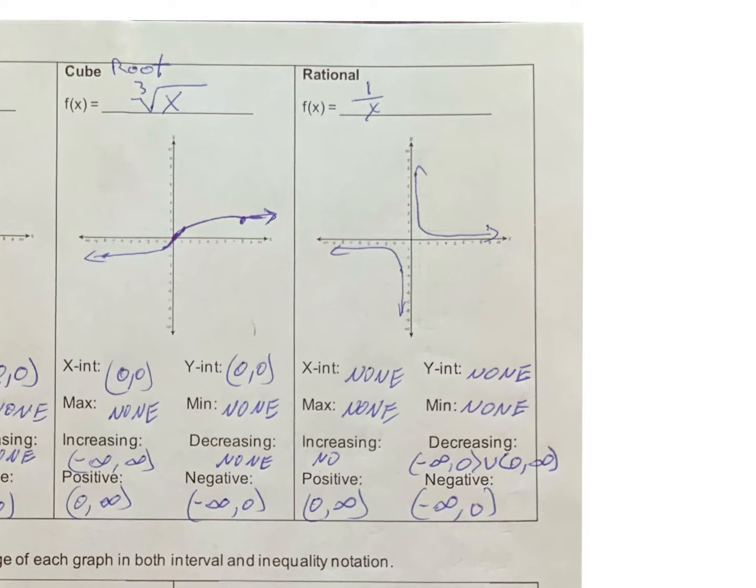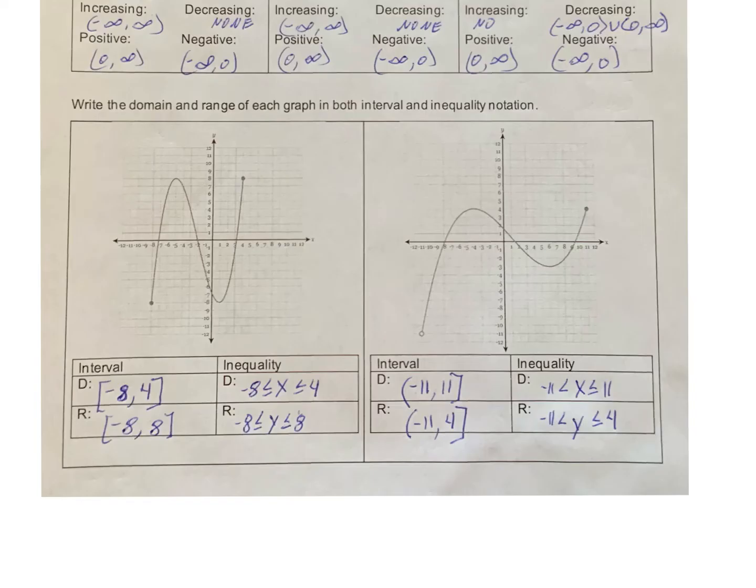And then positive is from 0 to infinity, and the negative is from negative infinity to 0. All right, so that's just a look at those characteristics. Now let's go to the next page. Or actually, let's just look down here at the bottom.